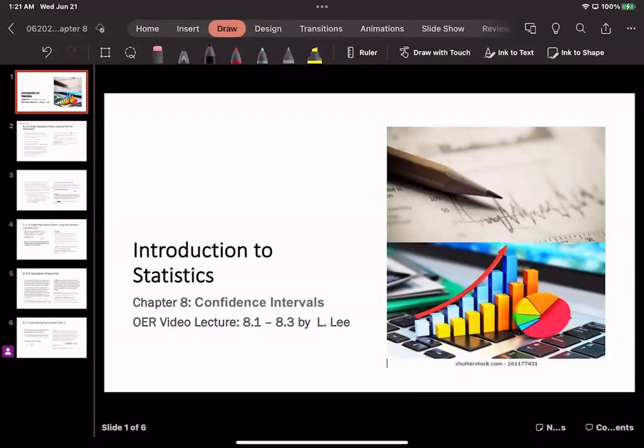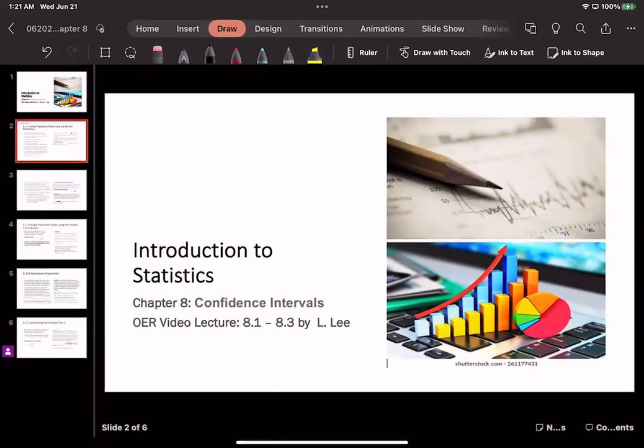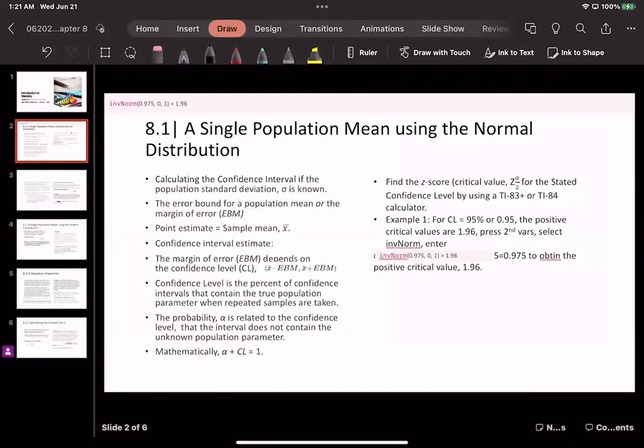Hello, in this video we are going to go over chapter 8, confidence intervals, sections 8.1 to 8.3. Section 8.1, we talk about a single population mean using the normal distribution.